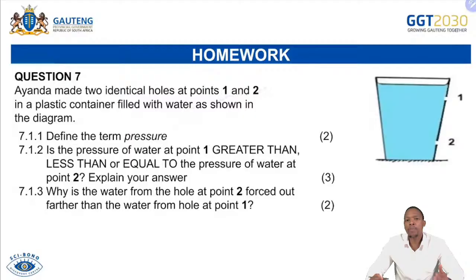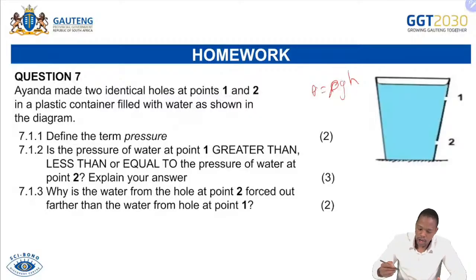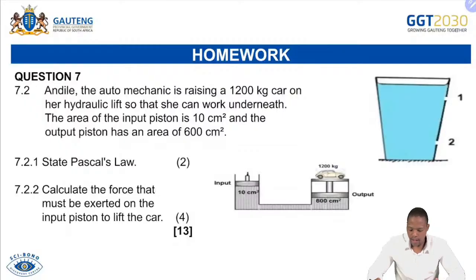We've spoken about the pressure depending on the depth and the height, with the formula P is equal to density g h. We've spoken about that, and you can give the explanation. Why is the water from the hole at point 2 forced out further than the water from the hole at point 1? Again, all speaking to pressure there. See if you can be able to answer those questions, right? Then there's question 7 here, which is again Pascal's law. Right, try to answer those questions there.